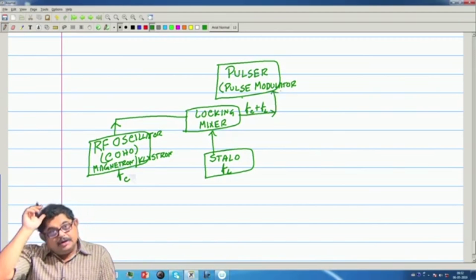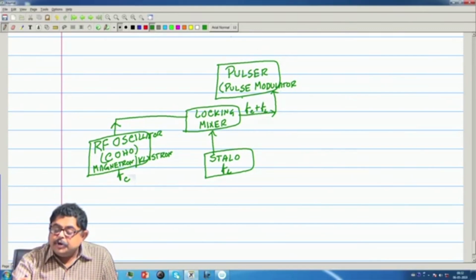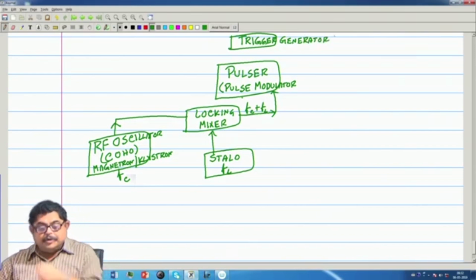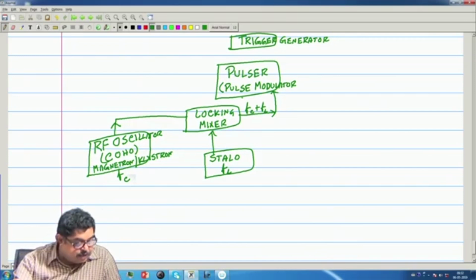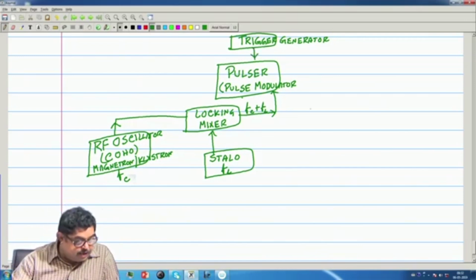That is given to the pulse modulator, and the pulse modulator is fired by a trigger generator. This trigger actually gives the on and off time. So, basically this determines the PRF etc. And so, the trigger generator influences the pulse modulator.